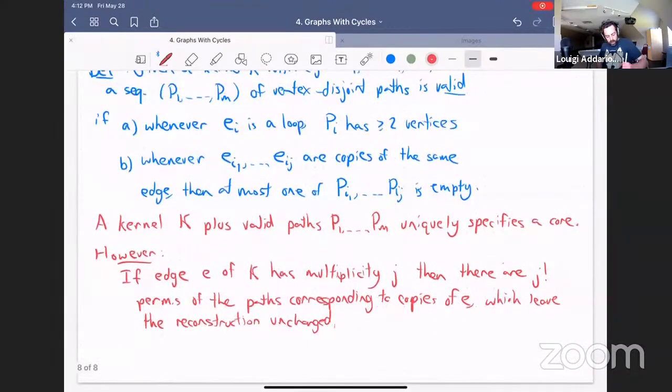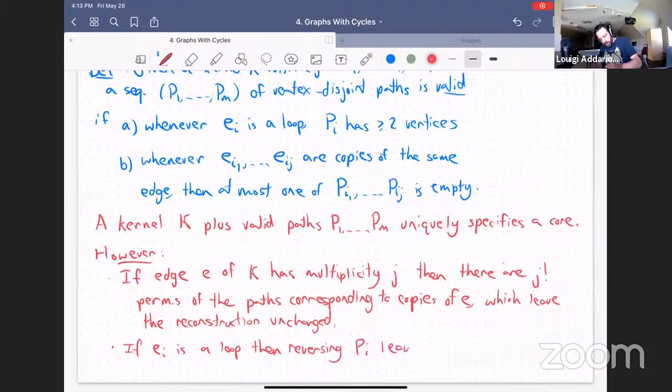And likewise, if EI is a loop, then reversing PI leaves the reconstruction unchanged. So here we have a symmetry factor J factorial, and here we have a symmetry factor of 2.